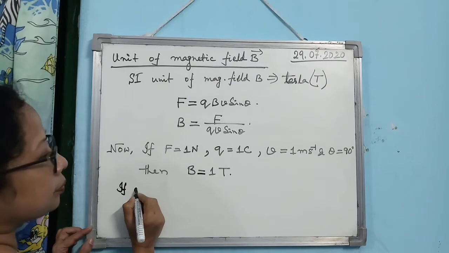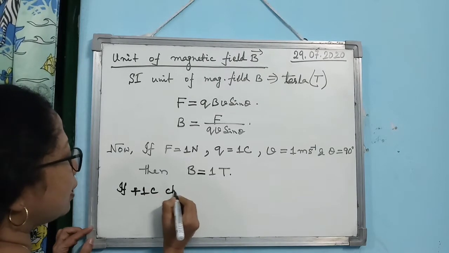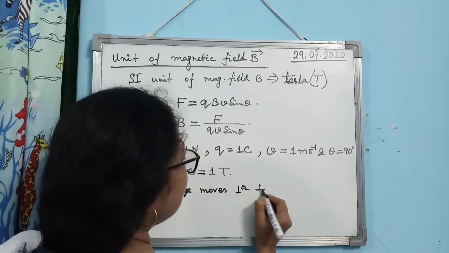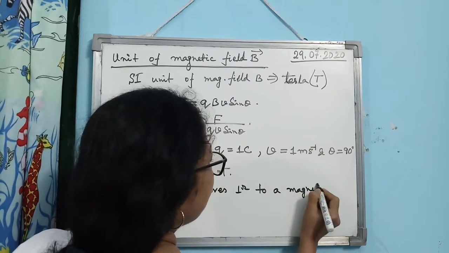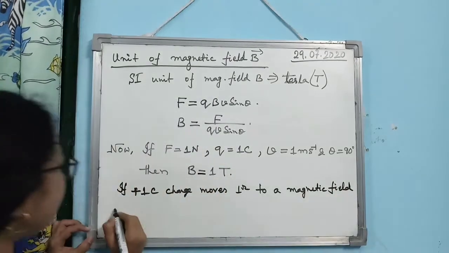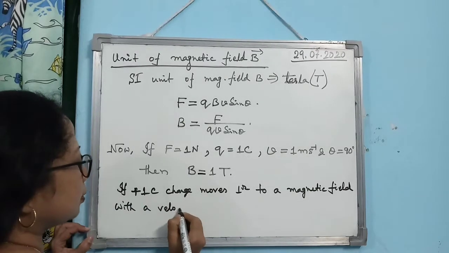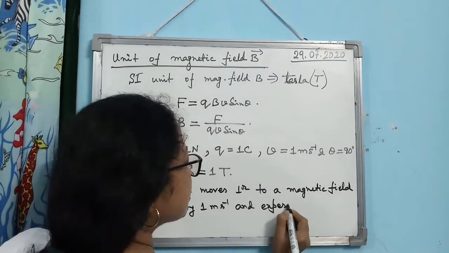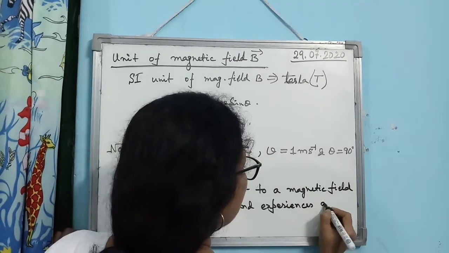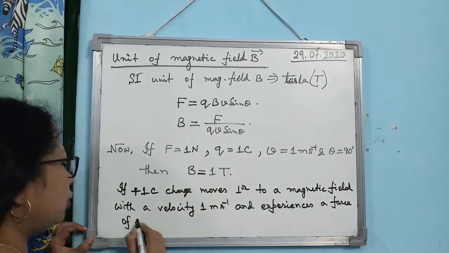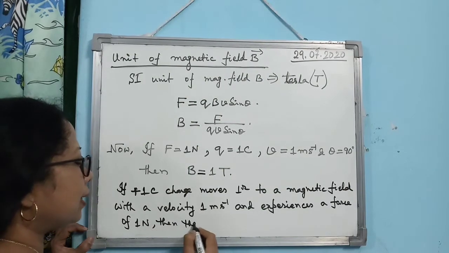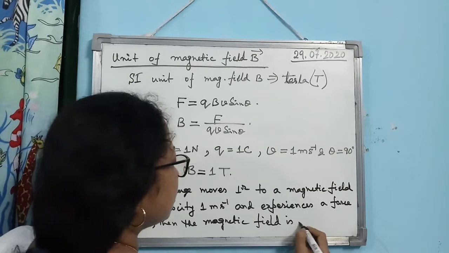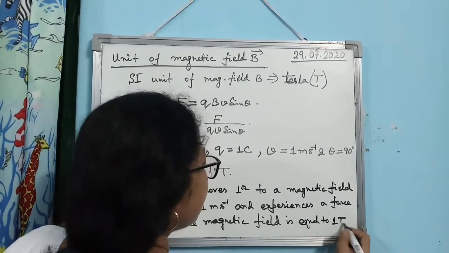If 1 Coulomb charge moves perpendicular to a magnetic field with a velocity of 1 meter per second and experiences a force of 1 Newton, then the magnetic field is equal to 1 Tesla. Alright.